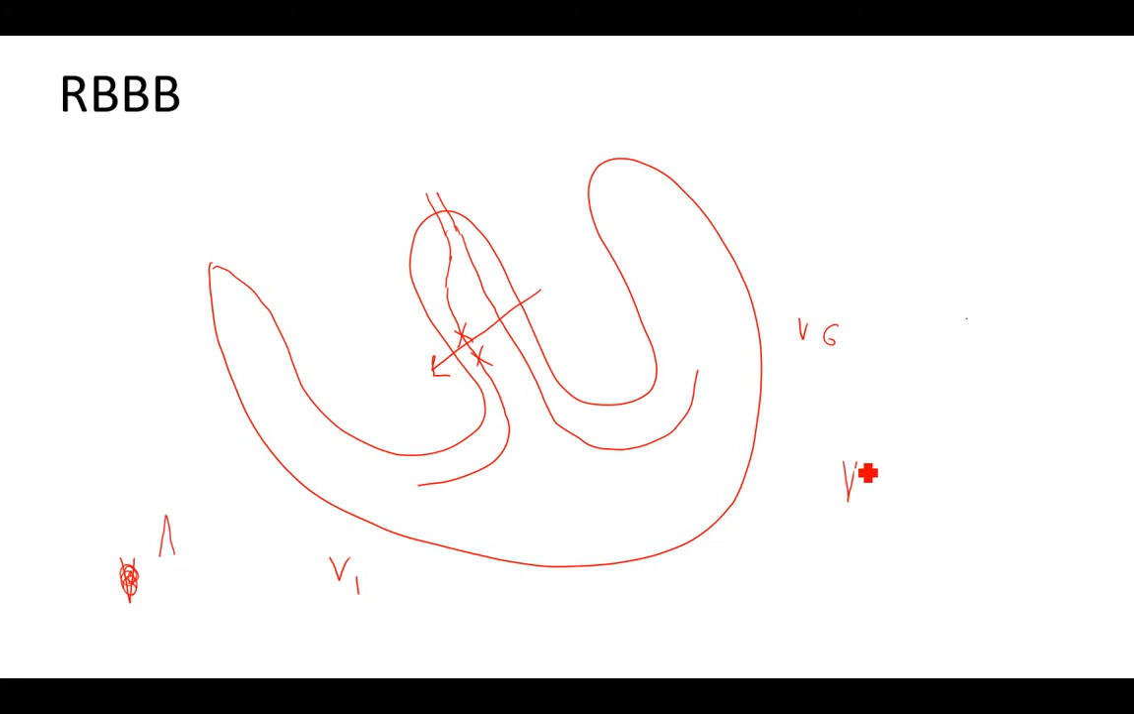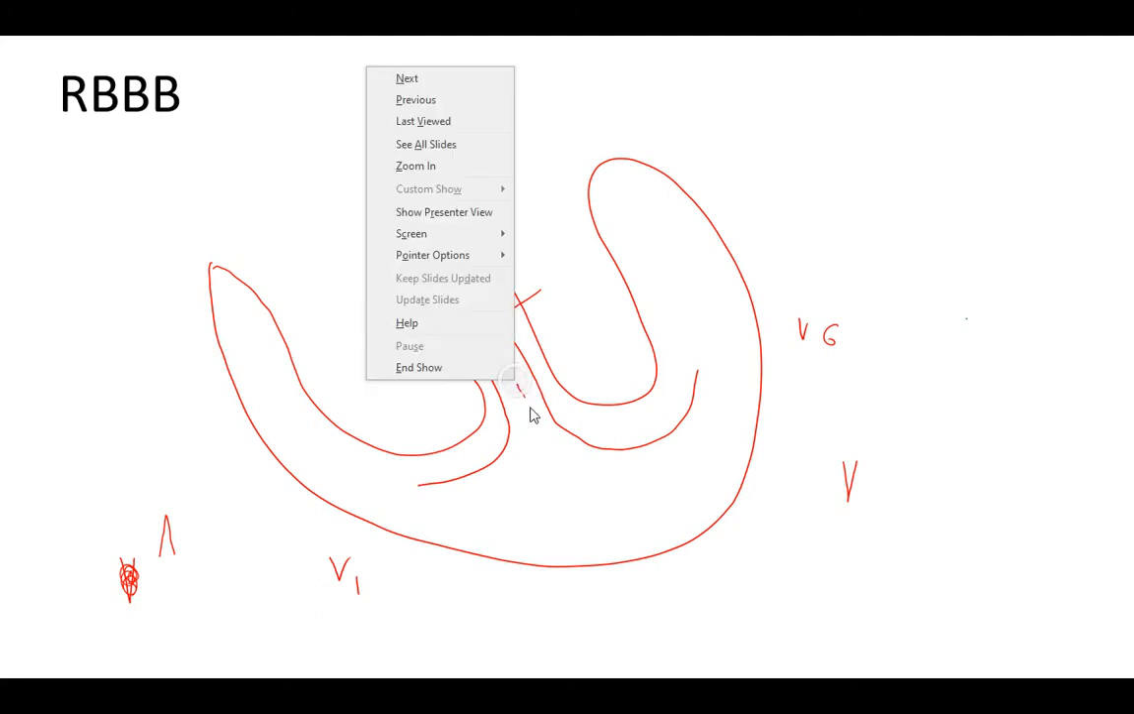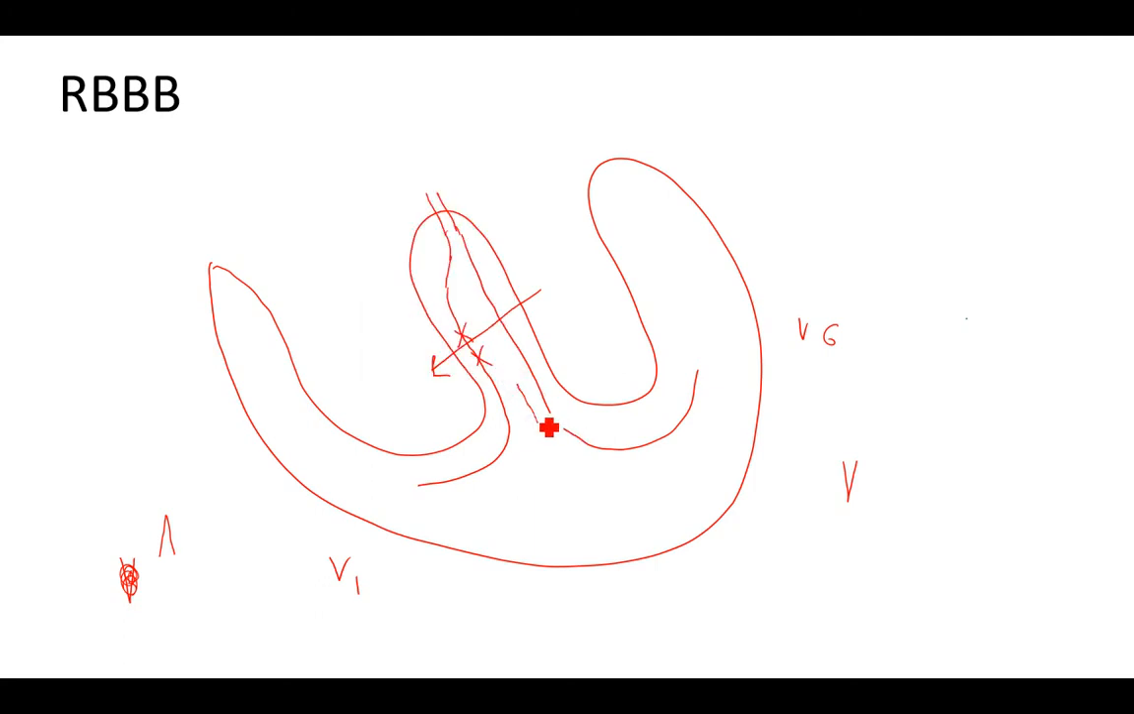Okay, so what is the next vector? The next vector is this one, that is depolarizing the apex, and the vector that is depolarizing the cardiac muscle mostly towards the left side, okay.